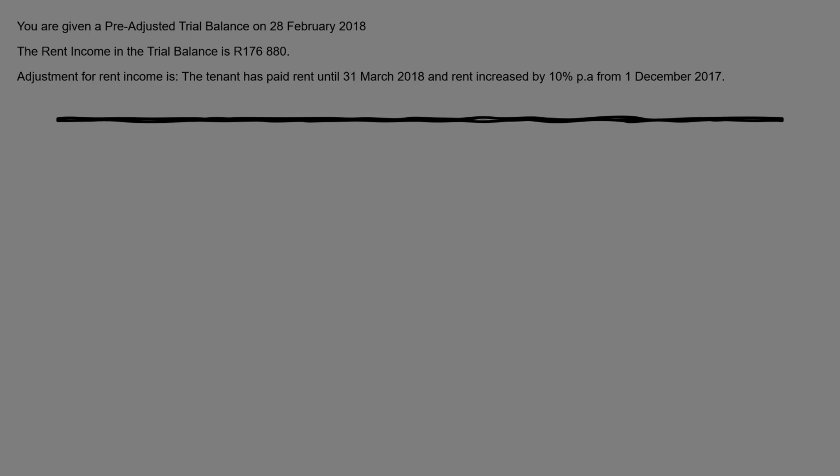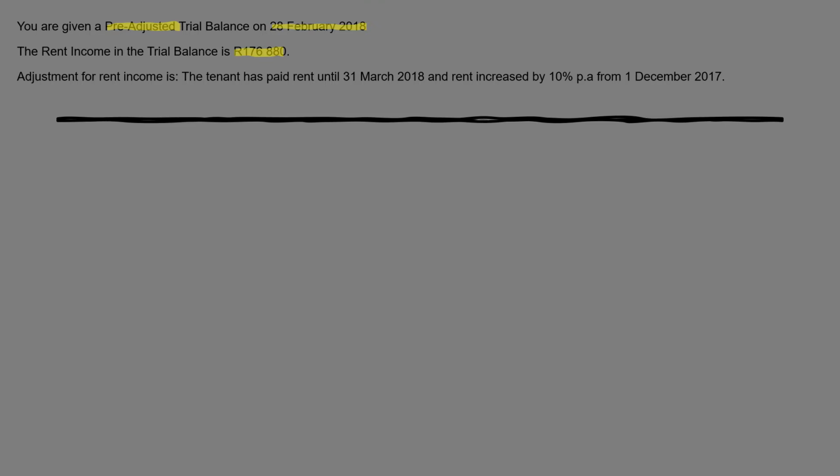Right, you're given the following. You're given a pre-adjusted trial balance on 28 February 2018. That means that's the end of the financial year. The rent income in the trial balance is 176,818. Then after the trial balance, there will be adjustment.